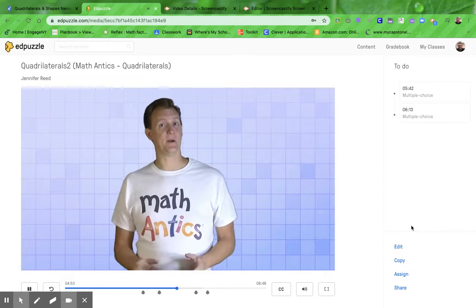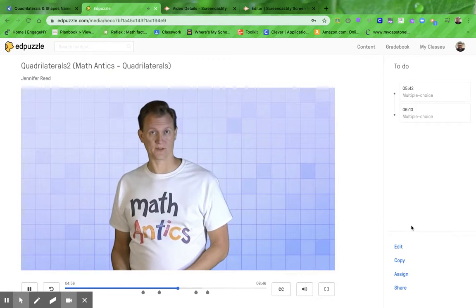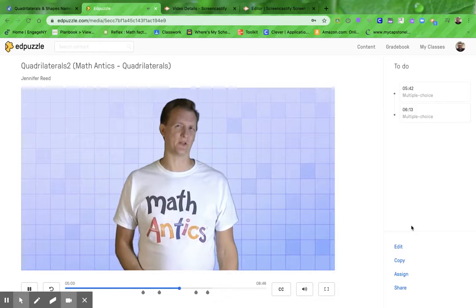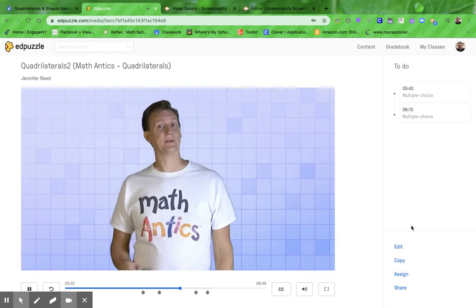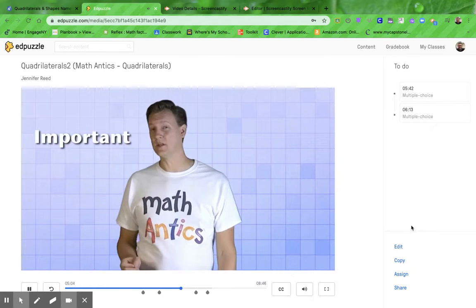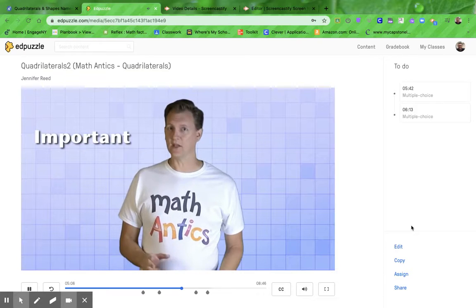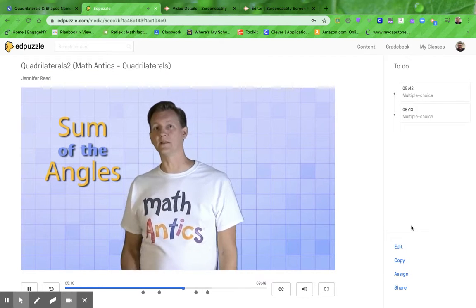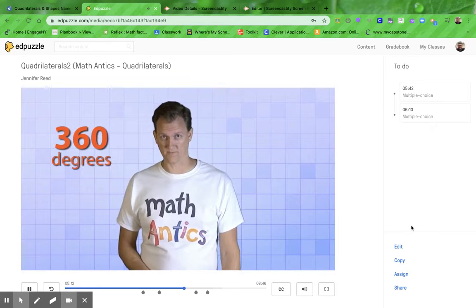All right, so that's the basics of classifying quadrilaterals. There's a few other special types of quadrilaterals, but we've learned the most important ones. But there is one more really important thing you need to know about quadrilaterals. You need to know that the sum of the angles of a quadrilateral is always 360 degrees.